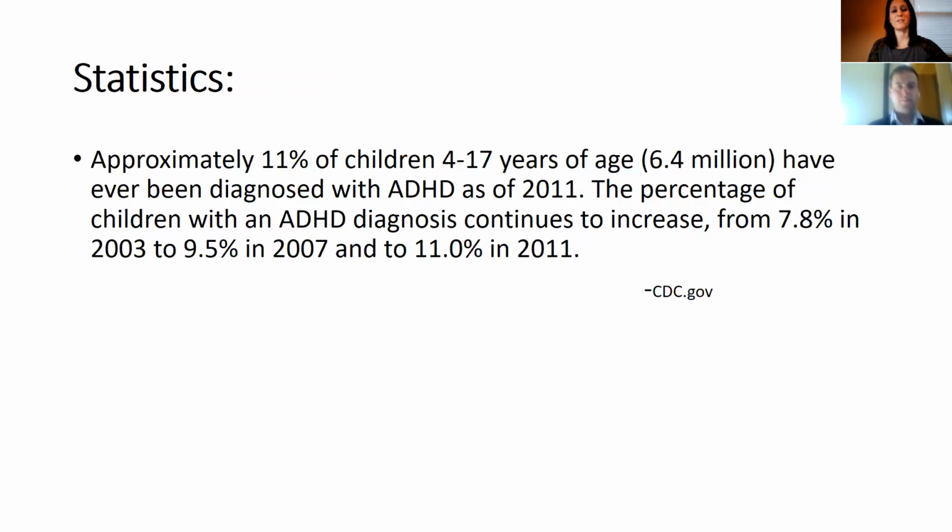So now let's take a look at some statistics regarding ADHD. Approximately 11% of children 4 to 17 years of age, so 6.4 million, have ever been diagnosed with ADHD as of 2011. The percentage of children with an ADHD diagnosis continues to increase from 7.8% in 2003 to 9.5% in 2007 and 11% in 2011. So now, the real question is why? Why are we seeing such increases? Why is there such an increase in ADHD?